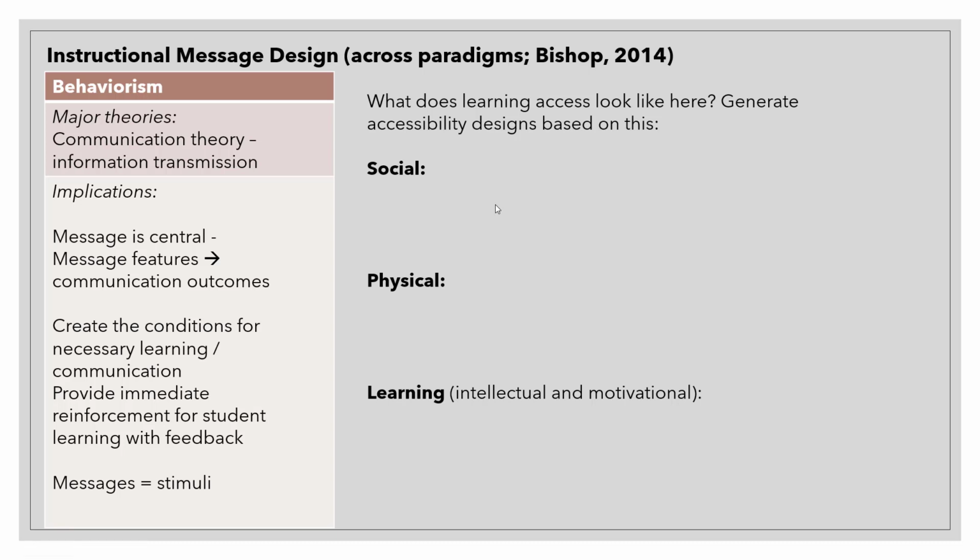I know this is a bit tricky. So what would social learning look like here? What would physical learning look like here? Or social access, I'm sorry, what would physical access look like? And what would learning, or intellectual and motivational, access look like? I'm using Reber and Estes here to structure some brainstorming.